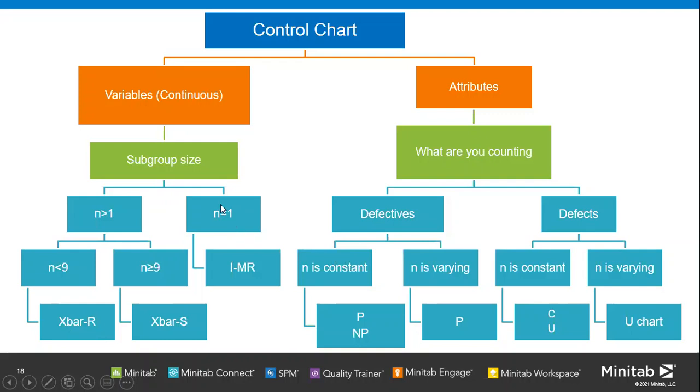For the n here, if you take only one sample every 2 hours or 3 hours or whatever hours you decide, only one sample, you can go for the individual moving range chart.